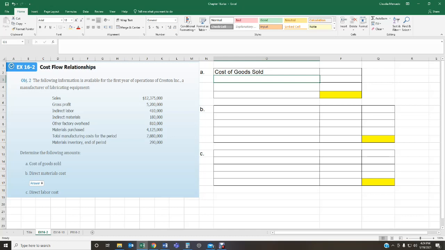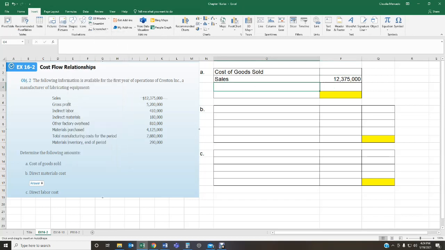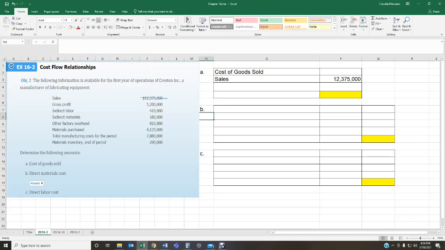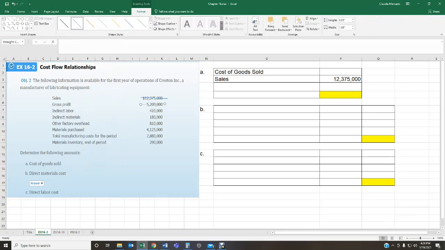How much do we sell this fabricating equipment for? Well, according to the problem, we had sales of $12,375,000. I'm just going to mark it off, that way I know that I've used that number. So that is how much you sold your goods for. You also know that you made a profit on these sales of $5.2 million.